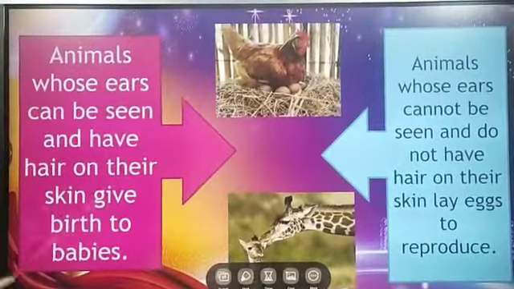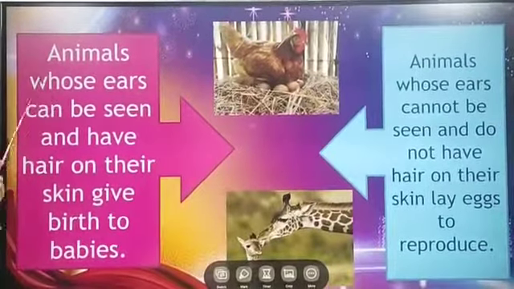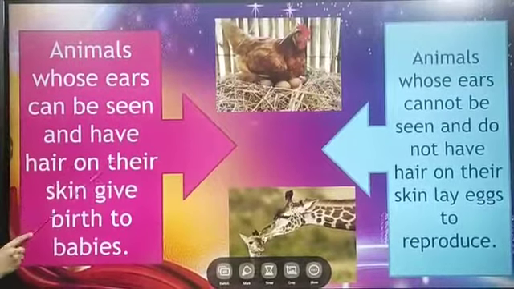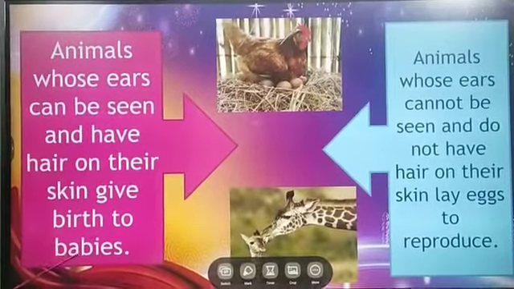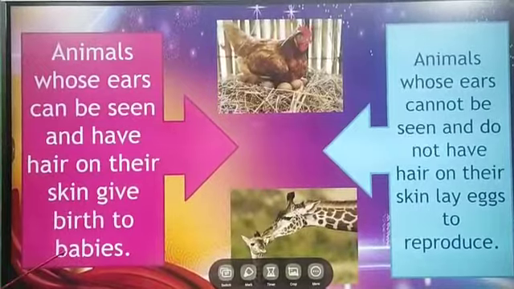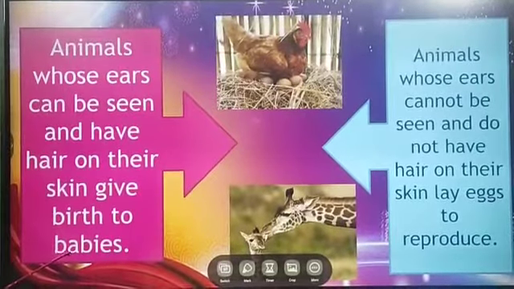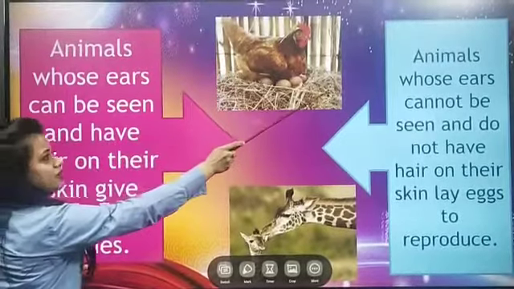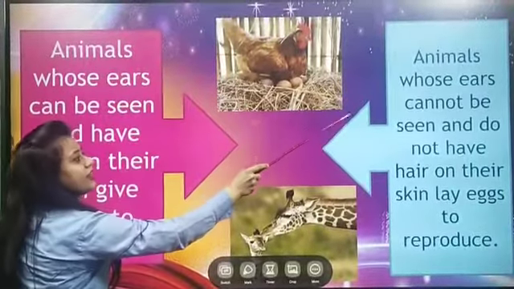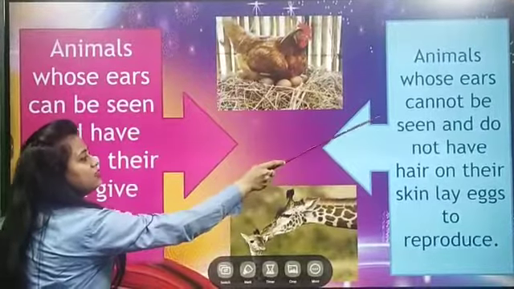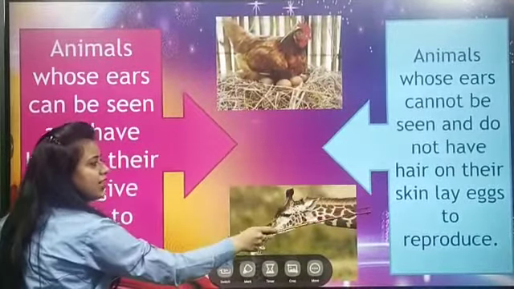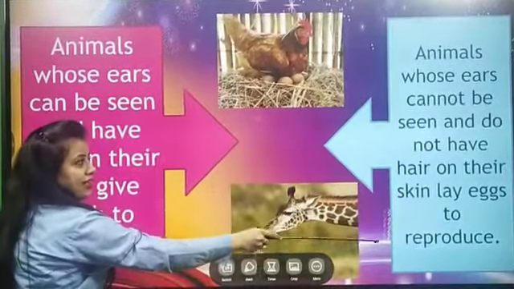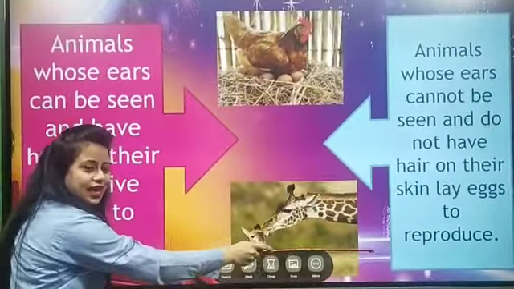So let's recap once again. Animals whose ears can be seen and have hair on their skin give birth to babies, and they are called, what are they called? They are called mammals. Animals whose ears cannot be seen and do not have hair on their skin lay eggs to reproduce. They are called egg-laying animals.